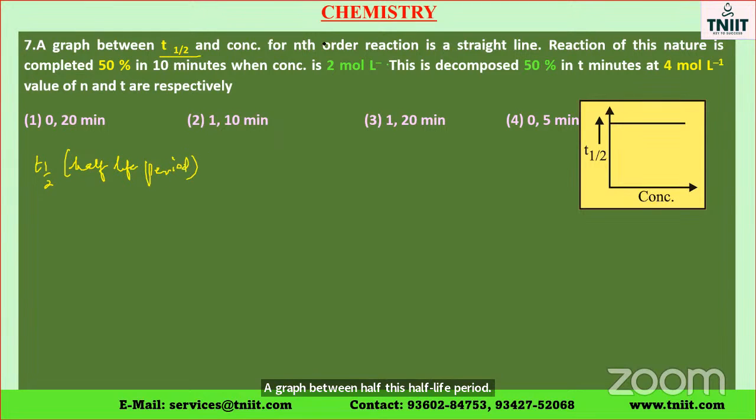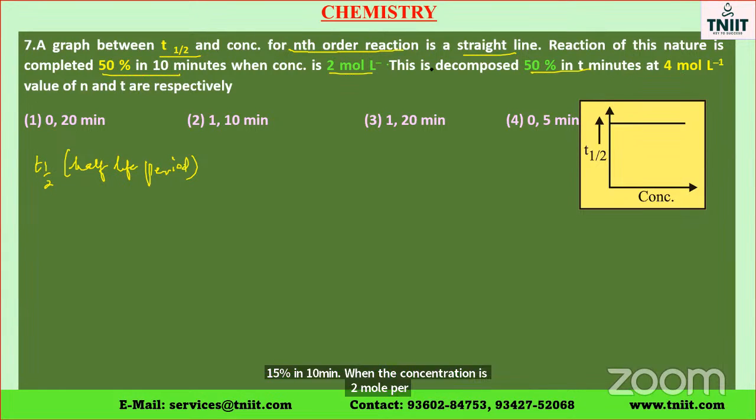Half-life period and the concentration of an nth order reaction is a straight line. We don't know what the order is. The graph for an nth order reaction is a straight line. A reaction of this nature is completed 50% in 10 minutes when the concentration is 2 mole per liter. It is decomposed 50% in T minutes at 4 mole per liter. Find the value of n and T. They're asking the order of the reaction as well as the time.